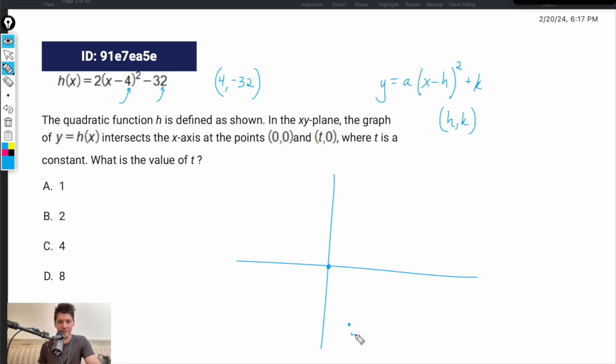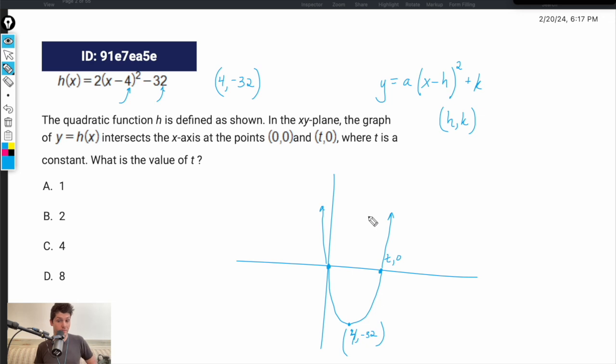(4, -32). And forgive me, I'm going to probably do a pretty terrible job with this, but something like that, where this is the other value that we're told about, which is (t, 0). This graph would extend up to infinity, and so would this. Okay, so here's the big important thing about this.